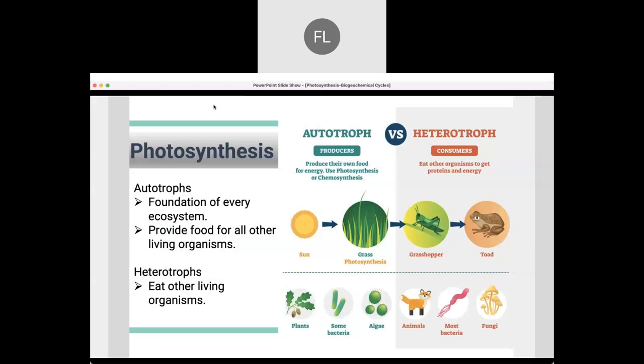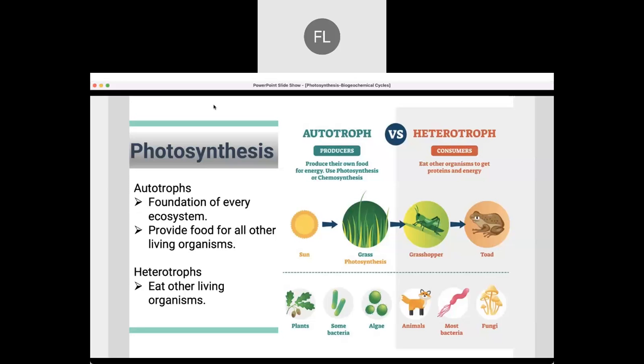So photosynthesis is a process that occurs in what we call autotrophs. Autotrophs are the producers of all of our ecosystems on Earth. Now, the word auto means self, and troph means feeding. And so you can consider autotrophs like self-feeding organisms. They provide food for all other organisms on Earth. So autotrophs make their own food.